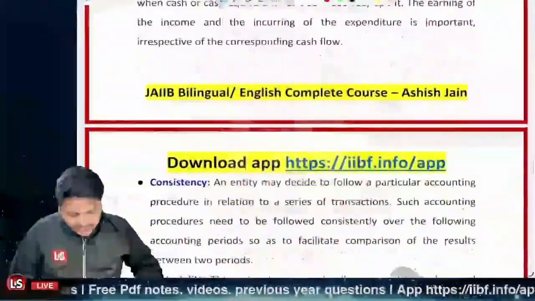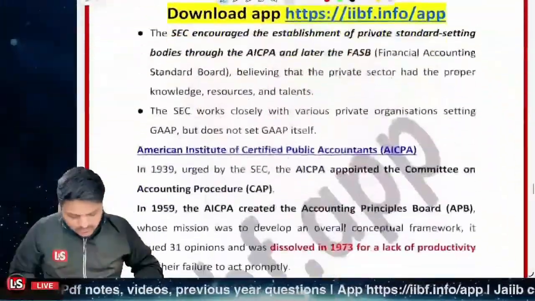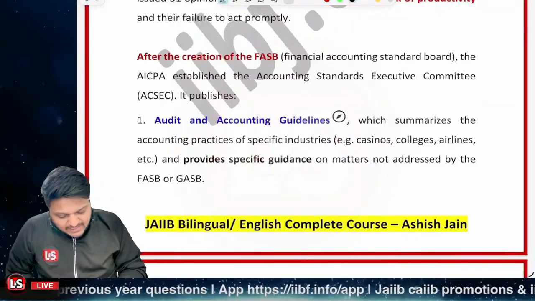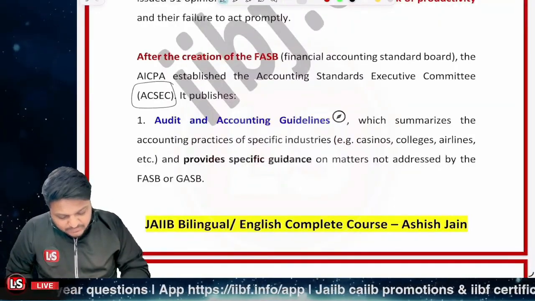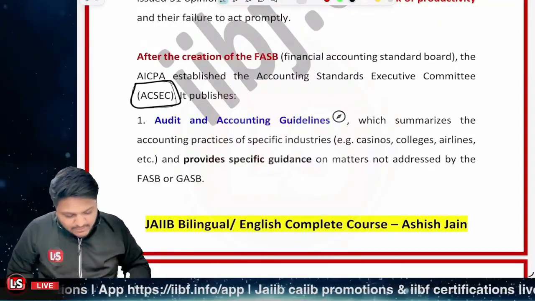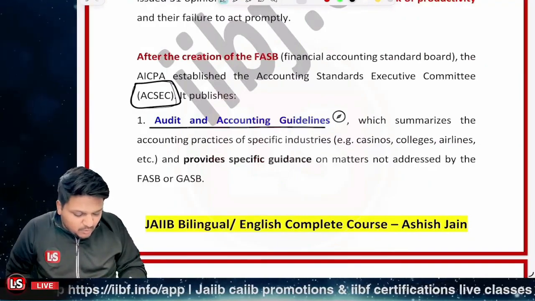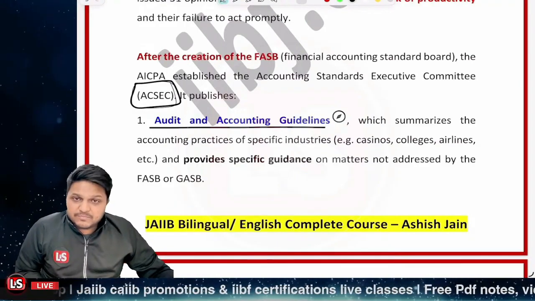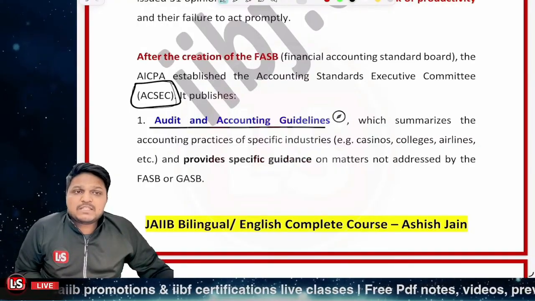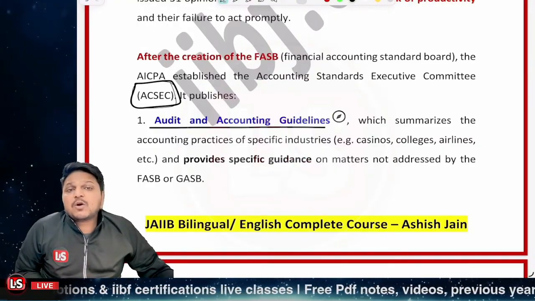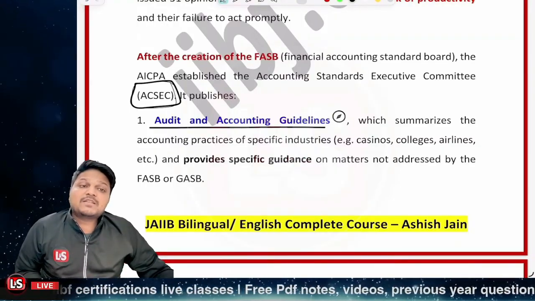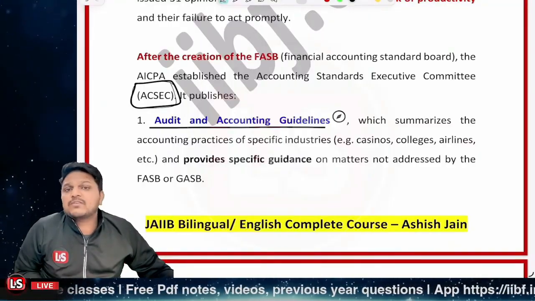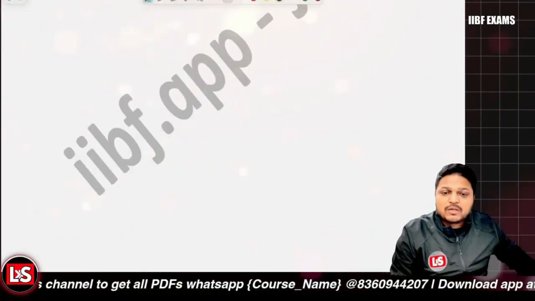Right? Let me just navigate to that particular point. So it says that when ACSEC was established, now the further point is that these guidelines are published by ACSEC. Now, audit and accounting principles summarize the accounting practices for specific industries related to colleges, airlines, casinos, etc. Right? And that will be all about this video.